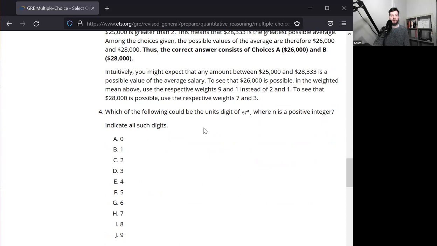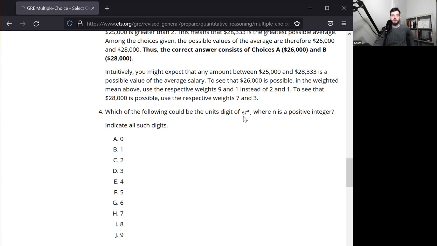Which of the following could be the unit digit of 57^n, 57 to the nth power? N is a positive integer, so n is at least 1. Could be 2, 3, 4, 5. Well, we have multiple digits here. That could be the answer. What could be the units digit? The units digit, by the way, is this. The one right next to the decimal, the smallest one. The tens would be the 5.